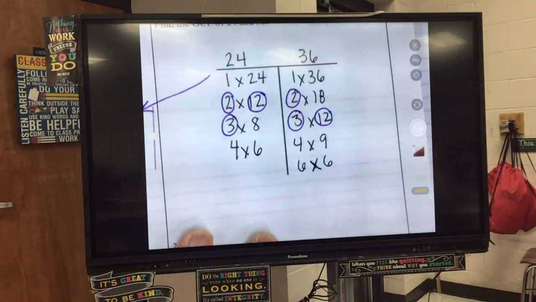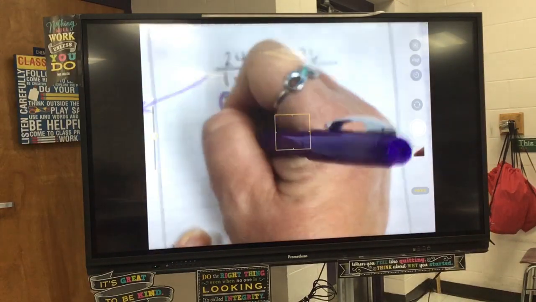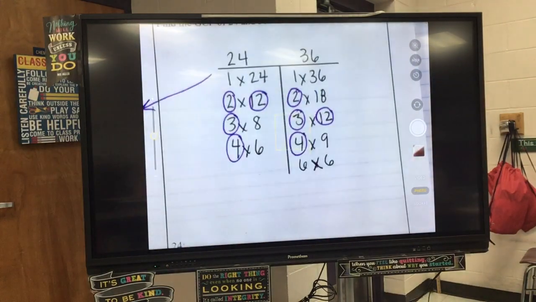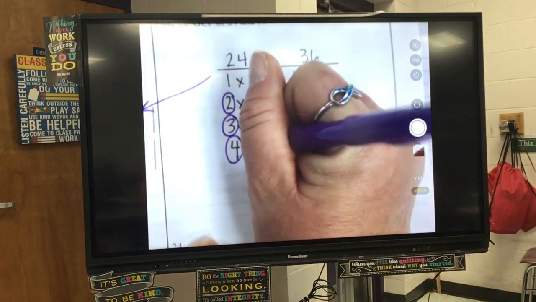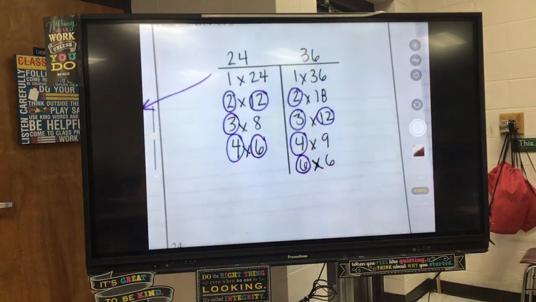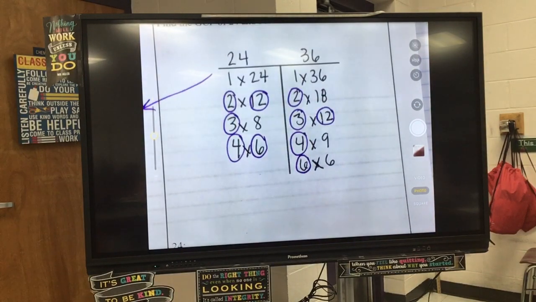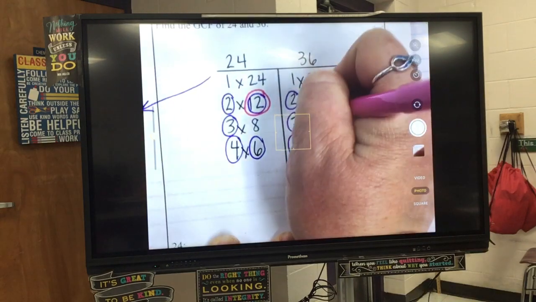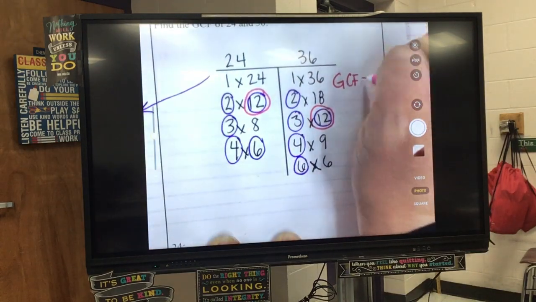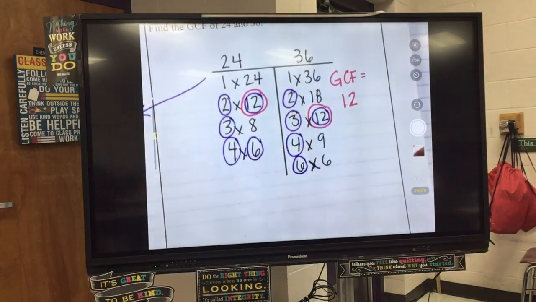Okay. All right, what's another one that's the same? And then what's the last one that is the same? 6. All right, so of 2, 3, 4, 6, 12, which one is the greatest? 12. All right, so 12 is actually going to be our GCF. And that is how you do GCF.